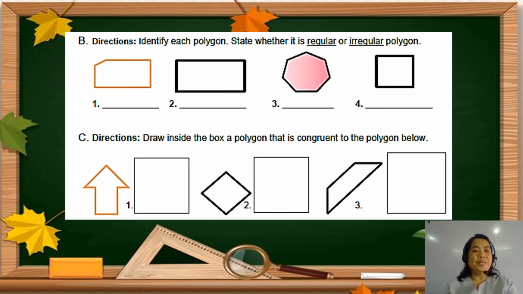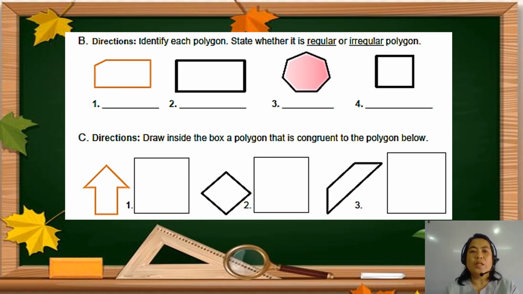For letter B, directions: Identify each polygon. State whether it is a regular or irregular polygon. But remember, children, a regular polygon has equal sides and equal angles. An irregular polygon has no equal sides.